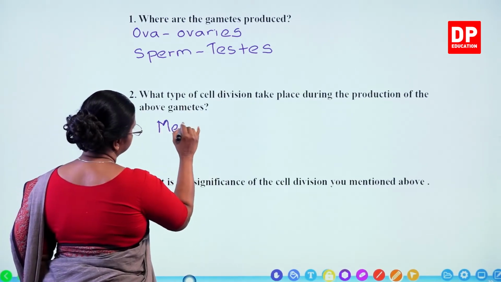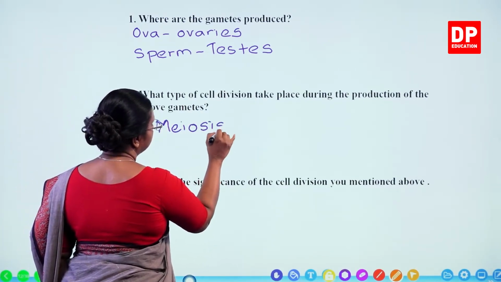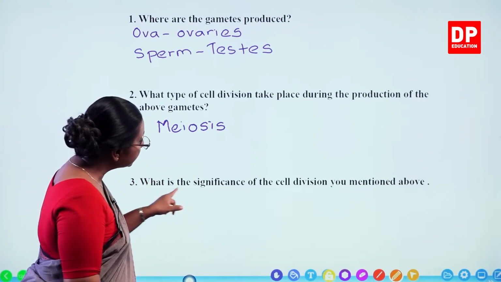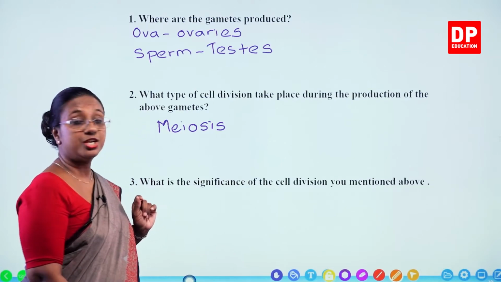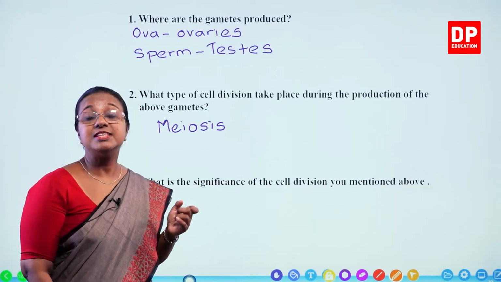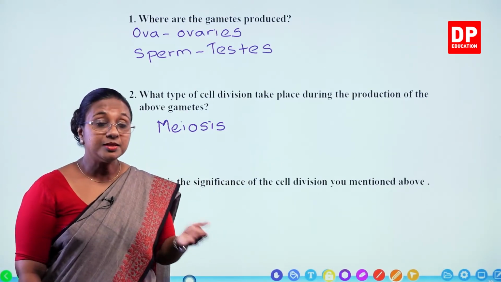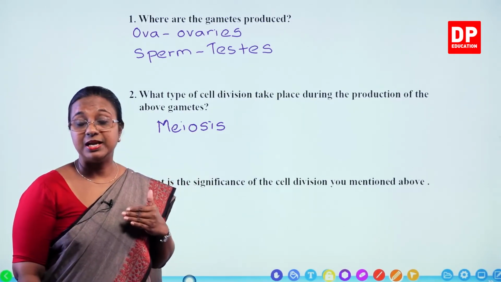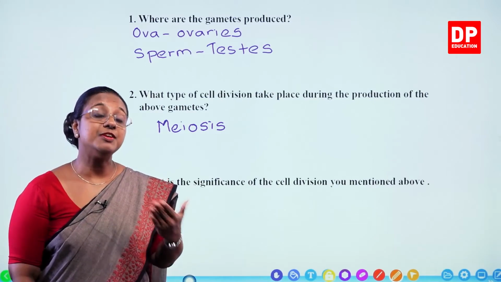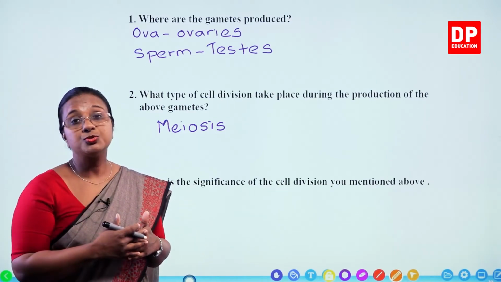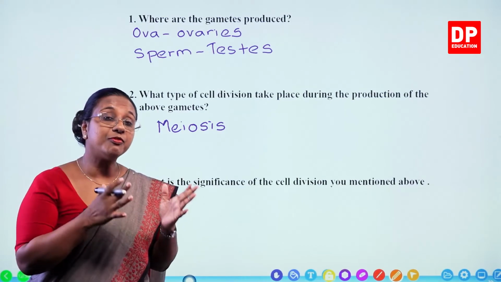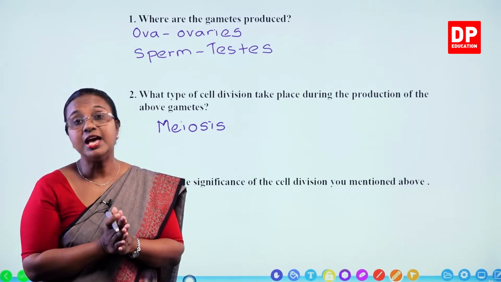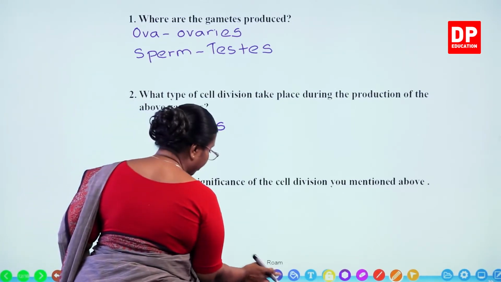Meiosis takes place. Then we have the third question. What is the significance of the cell division you mentioned above? I mentioned the significance also. During the production of ovum and sperms or gametes, the chromosome number becomes half, so that when they fuse again, the chromosome number goes back to normal. So therefore, the number of chromosomes can be maintained from one generation to the other. That is what you have to explain here.